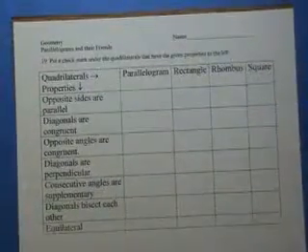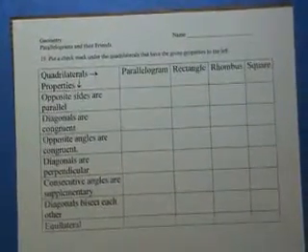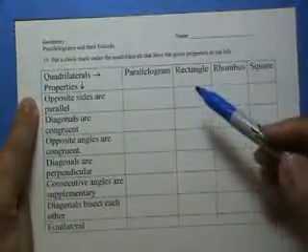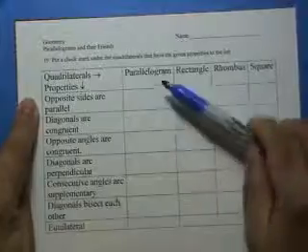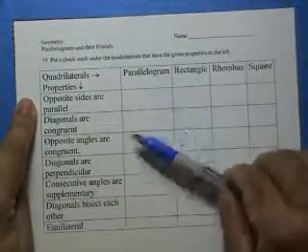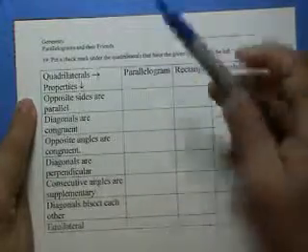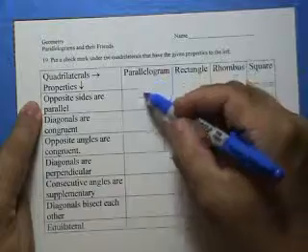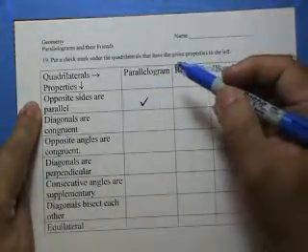Now I'm going to do question 19. Alright, here. Opposite sides are parallel. This is a chart where, if the shape has the property, you put a check on it. So I'm going to go shape by shape. Opposite sides are parallel. Parallelogram. Opposite sides are parallel. That's basically the definition.